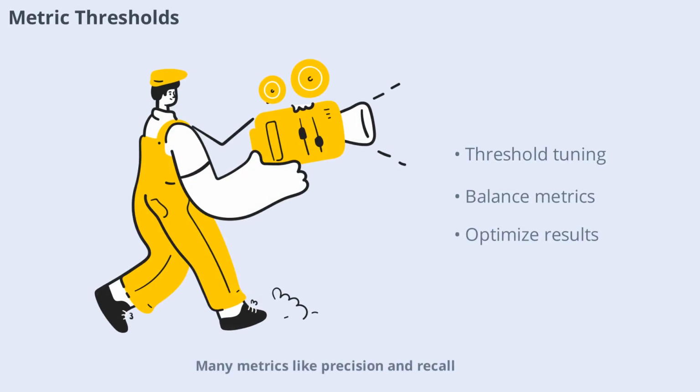Many metrics like precision and recall depend on a threshold for classifying predictions. Adjusting this threshold can significantly impact model performance. Finding the optimal threshold involves balancing different metrics to achieve the best results for your application. Tools like ROC and precision recall curves help in this process.